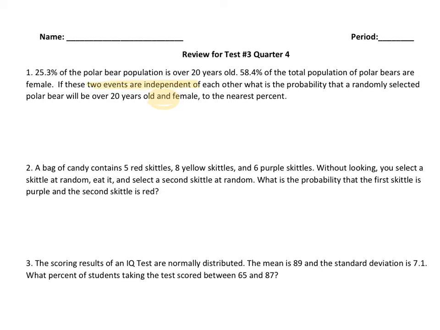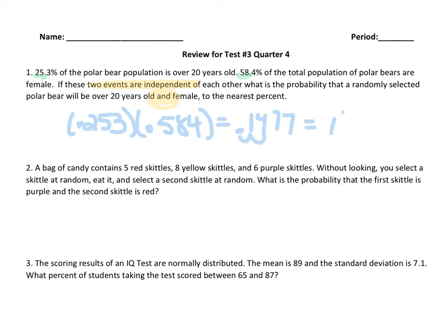Now, before you do anything, make sure you change these to decimal. You got to move these decimal places over twice. Okay, so when you do that, you're going to be ending up multiplying the probability of 0.253 times the probability of 0.584, which will get you about 0.1477, and they want nearest percent, so I move this over twice, but that rounds to 15%.